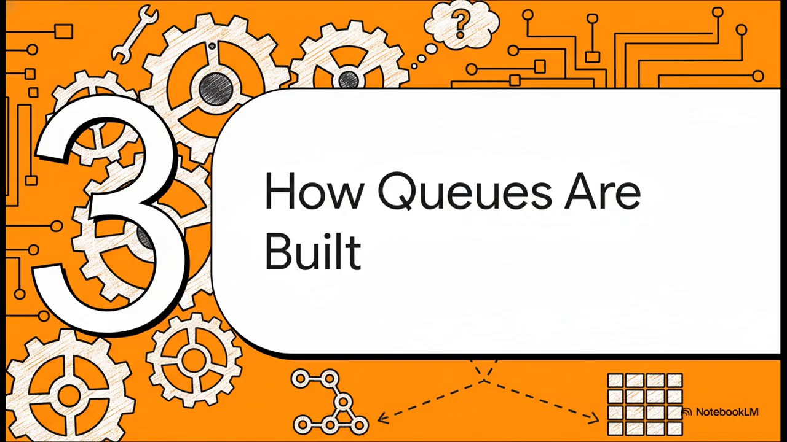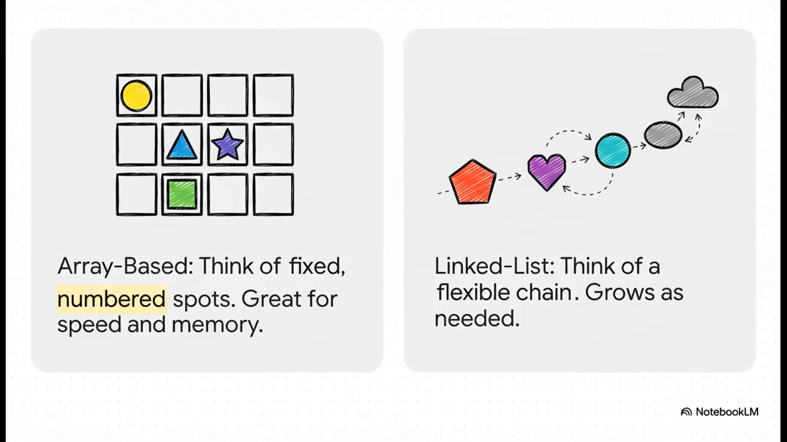So, we know the rules of the game, but let's peek under the hood for a second. How do programmers actually build these things? Well, there are two main ways to go about it, and each one has its own set of trade-offs. So, on one hand, you can use a basic array. Just think of it like a line with a fixed number of spots painted on the ground. It's really fast and very efficient with how it uses memory. The other way is with a linked list. This is more like a conga line, where each person just knows who the next person is. It's super flexible because the line can just keep growing forever if it needs to.